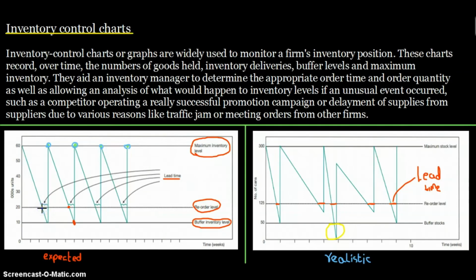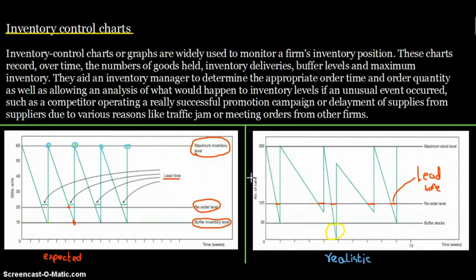When it reaches the reorder level, you place an order to a supplier, and then the time taken for you to place an order and the time taken for you to receive that order is called lead time. And within this lead time, you need to have some buffer inventory level, just in case there's a sudden increase in your demand, so that you can continue your operations until new stock arrives. So these are all the points that you need to consider when you are answering inventory level charts.